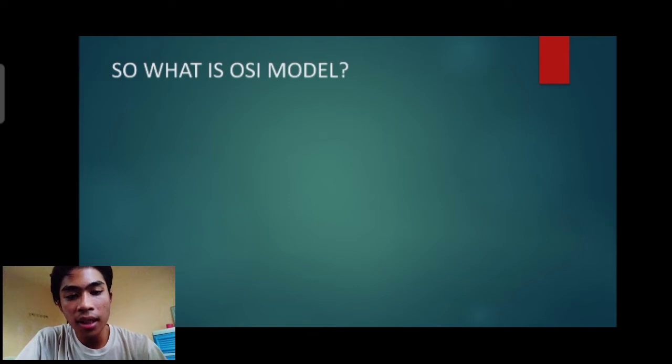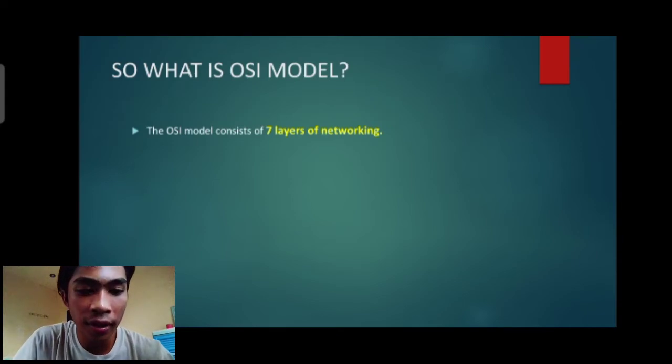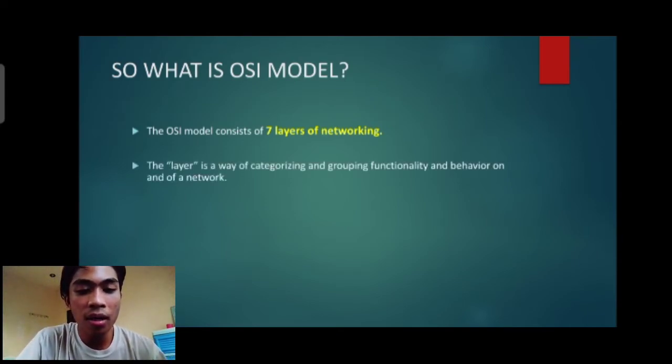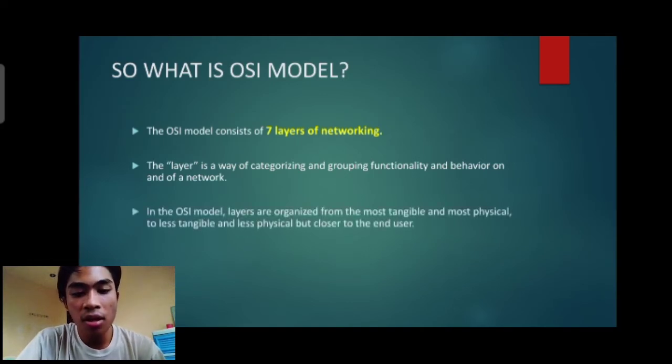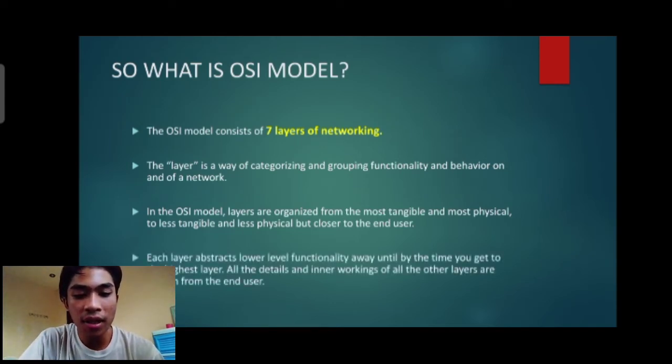So what is the OSI model then? The OSI model consists of 7 layers of networking. A layer is a way of categorizing and grouping functionality and behavior on a network. We will understand that more as we dive deeper. In the OSI model, layers are organized from the most tangible and most physical to less tangible and less physical, but closer to the end user. Each layer abstracts lower-level functionality away until, by the time you get to the highest layer, all the details and inner workings of all the other layers are hidden from the end user. We will understand that later on.